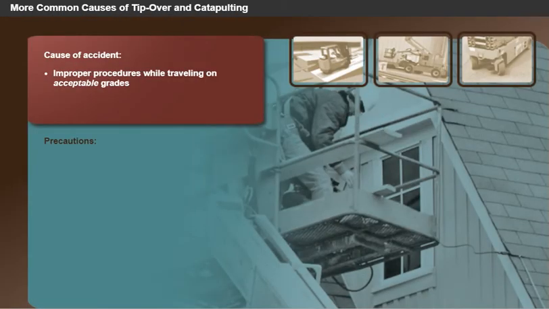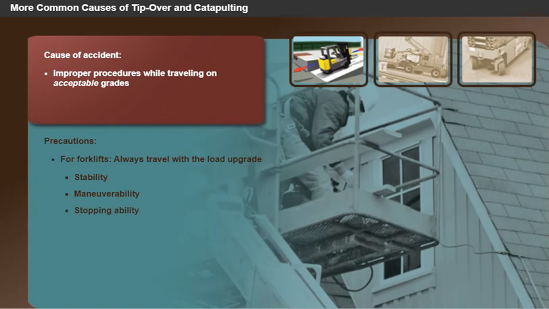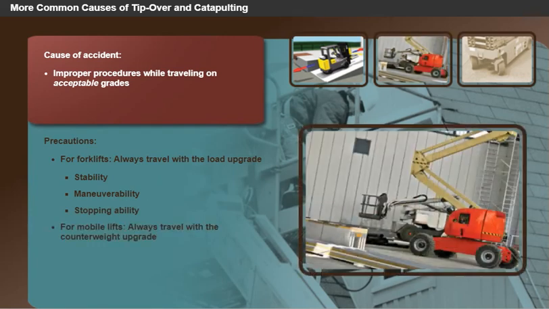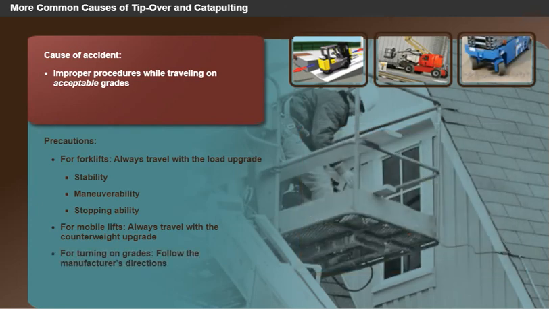Improper procedures while traveling on acceptable grades. The general rule with a forklift is always travel with the load upgrade. This is to enhance stability, maneuverability, and stopping ability. The same concept applies to the use of mobile lifts. In this case, always travel with the counterweight up grade. Also, as with forklifts, turning on grades is a risky proposition. Follow the manufacturer's directions.